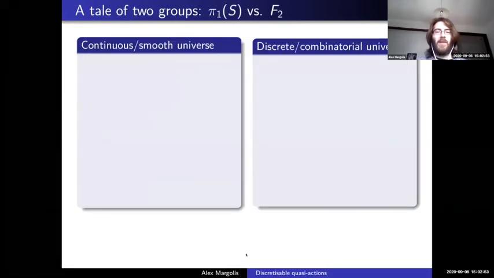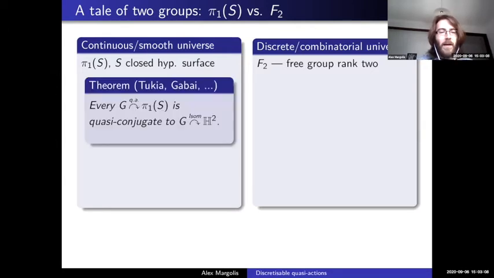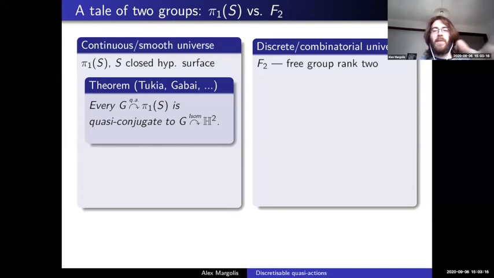And to illustrate my philosophy and the sort of thing I want to do, I'm going to talk about two key examples. The fundamental group of a closed hyperbolic surface, pi1 of S, and the free group of rank 2. These are both hyperbolic groups. And I'm going to claim that pi1 of S should be thought of as a continuous or smooth object. Now, obviously, both groups are finitely generated, so they're both discrete in some sense.